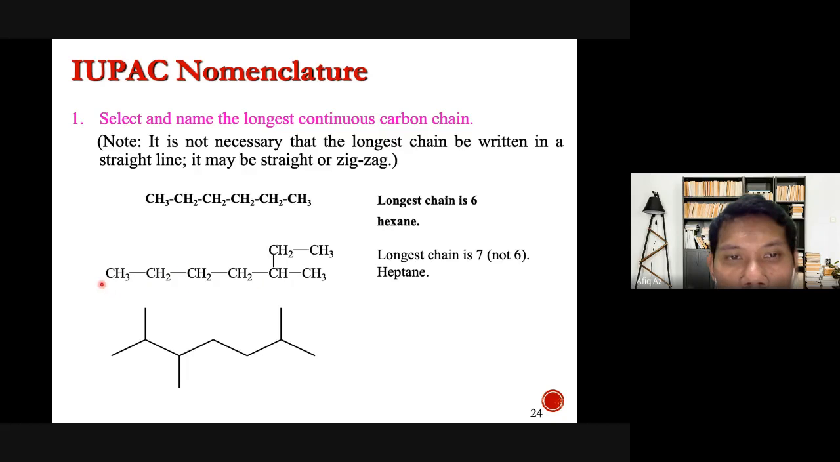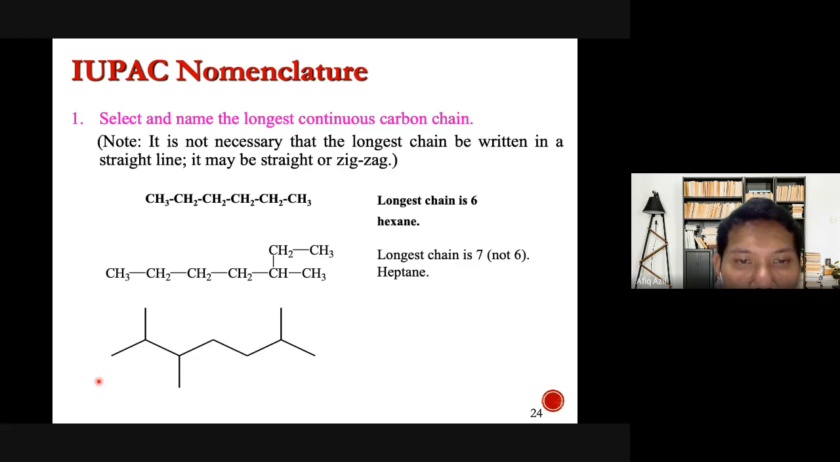And then the second example over here. If you count the number of carbons straight like this, you are going to find 1, 2, 3, 4, 5, 6. Whereas if you take a corner, 1, 2, 3, 4, 5, at this carbon 5, 6, 7. So the longest chain, as said earlier, may not be straight, it can be zigzag or branching. So 1, 2, 3, 4, 5, 6, 7. Always try to find the longest continuous carbon chain.